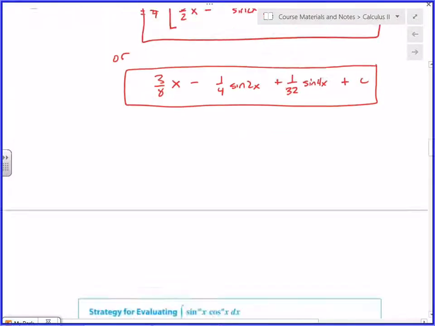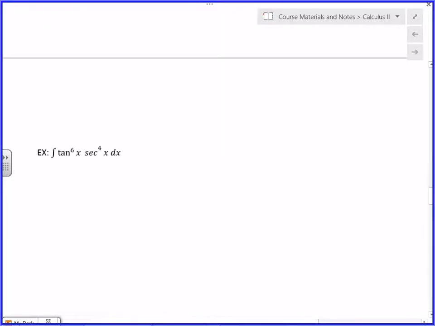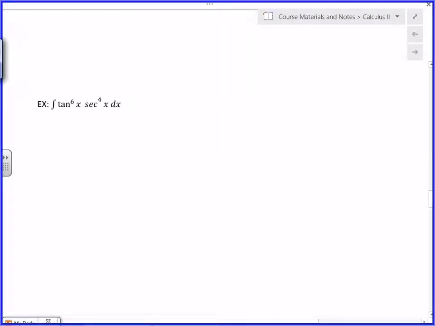So same idea in the sense that if I've got tangents and secants both there, I'm going to let u be the tangent, and then because I've pulled the secant squared off extra, I can use that in my du. This is a good example right here. I would let this become a secant squared of x times a secant squared of x dx. Now I've got this off to the side, and I've got a tangent to the 6th x over here.